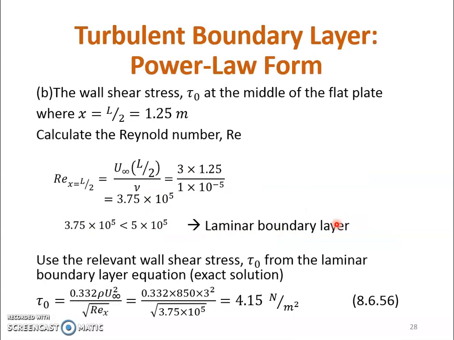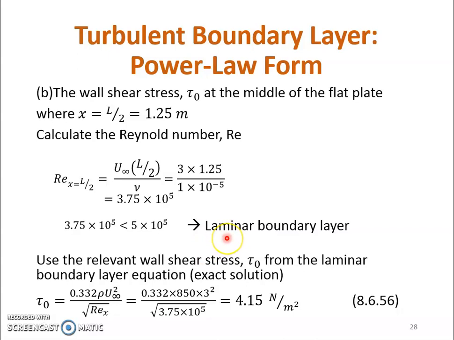The next part is to get the wall shear, the tau naught, at the middle of the flat plate. The middle is just x equals L divided by 2, so 1.25 meters. You want to confirm whether this is a turbulent or laminar boundary layer, so you calculate the Reynolds number. You get a value less than 5 times 10 to the power 5, so it should be a laminar boundary layer.